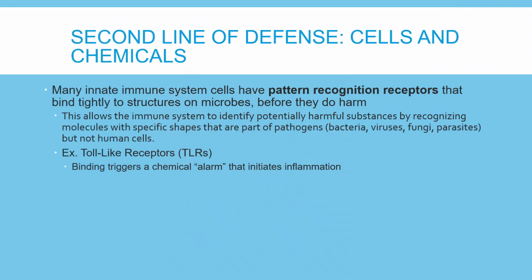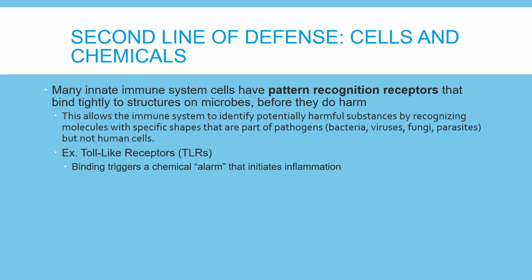In our innate immune system, certain cells are going to have specialized pattern recognition receptors, like our toll-like receptors, as you see in the example on your screen, we call them TLRs, that bind tightly to structures on microbes before they do harm. And so basically these receptors recognize specific molecules, and these specific molecules, we call them PAMPs. And PAMP stands for pathogen-associated molecular patterns.